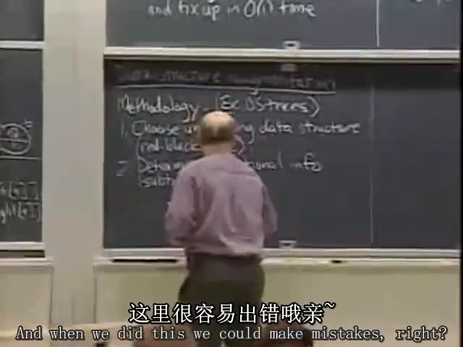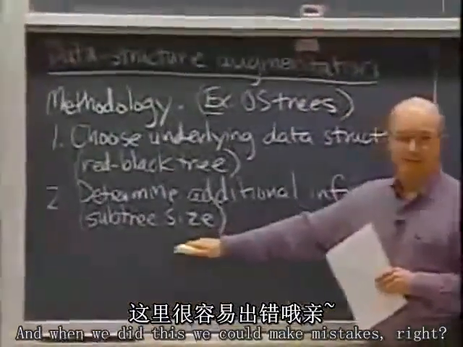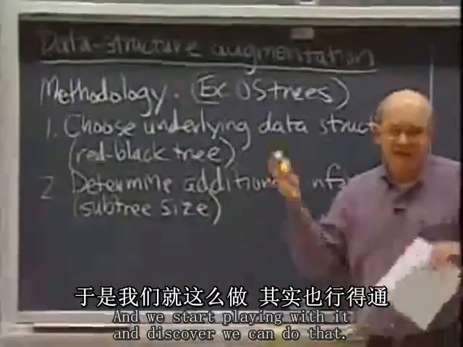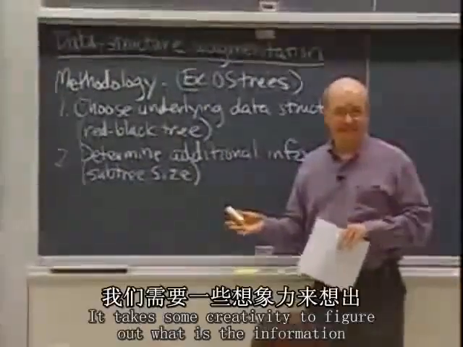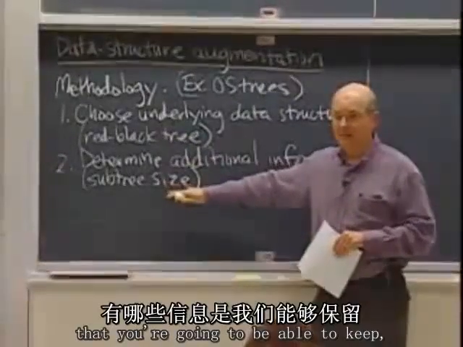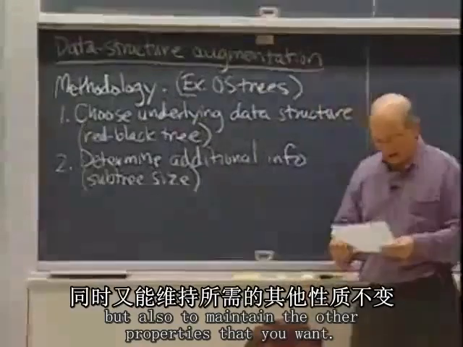And, you know, when we do this, we could make mistakes, right? We could have said, oh, let's keep the rank. And we start playing with it, discover, well, we can do that, it just goes really slowly. So it takes some creativity to figure out what's the information that you're going to be able to keep, that we're going to be able also to maintain the other properties that you want.